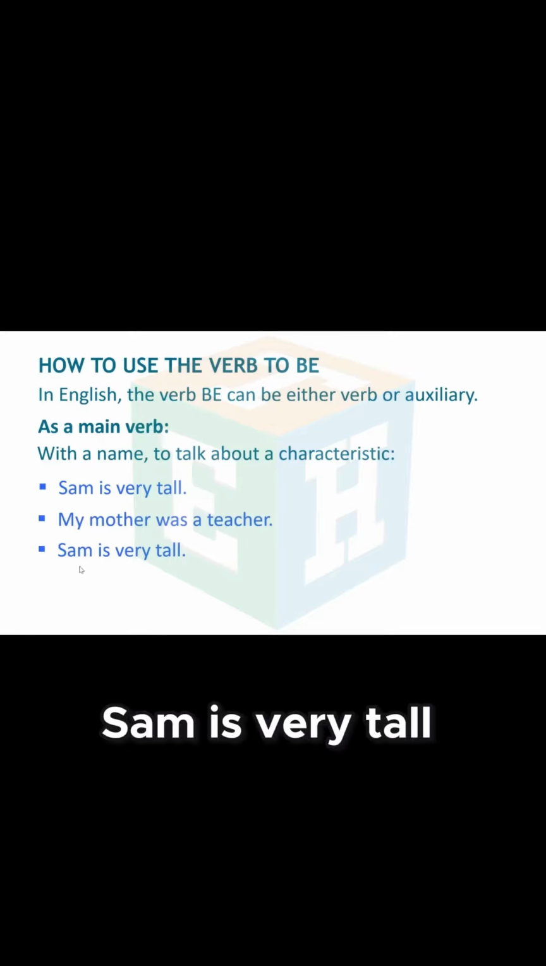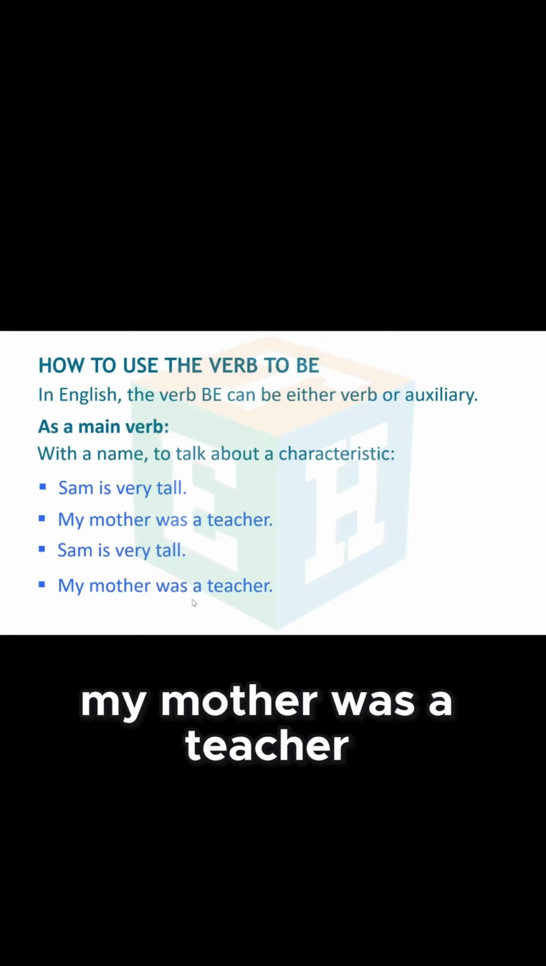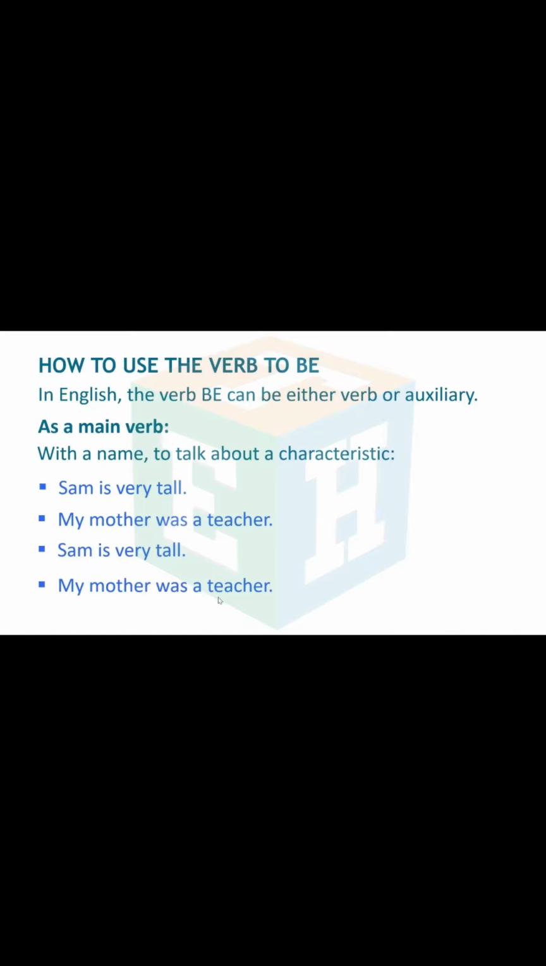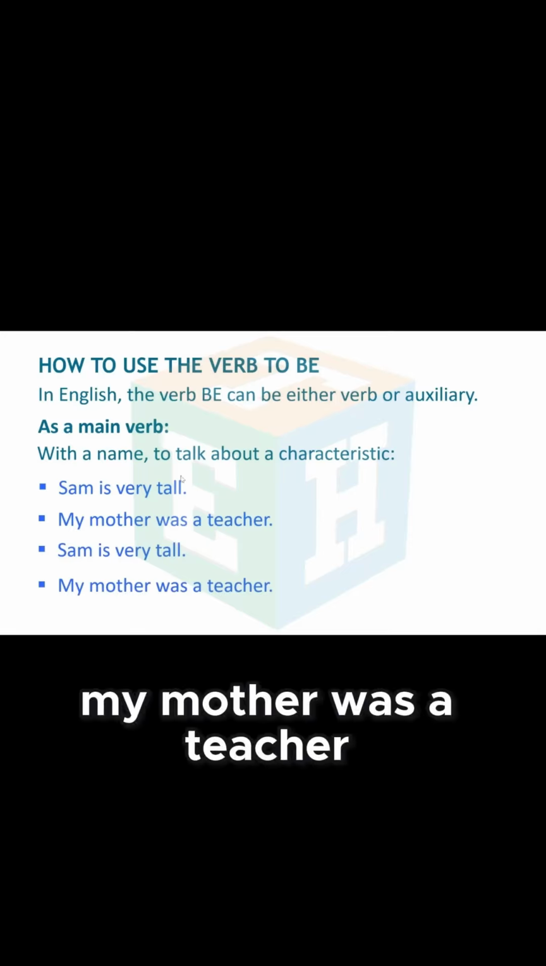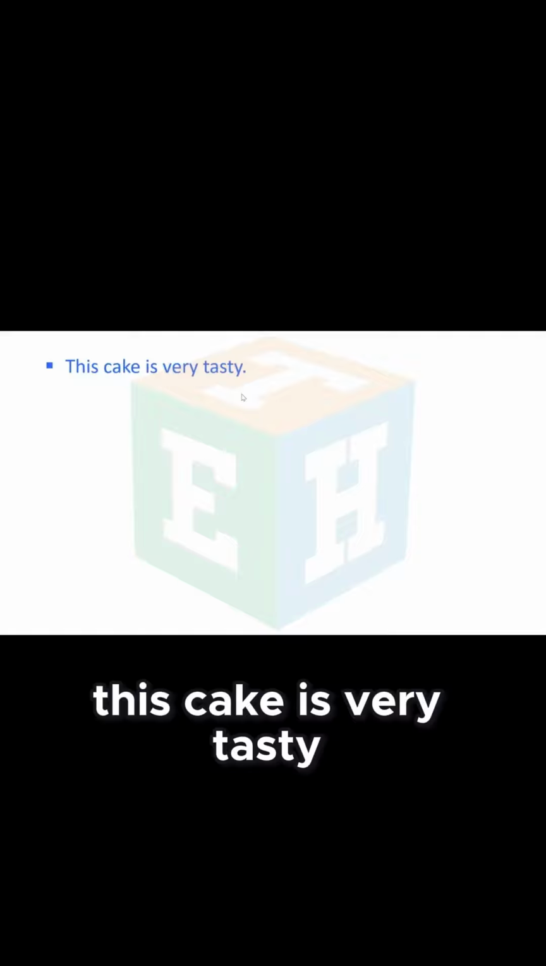Sam is very tall. My mother was a teacher. This cake is very tasty.